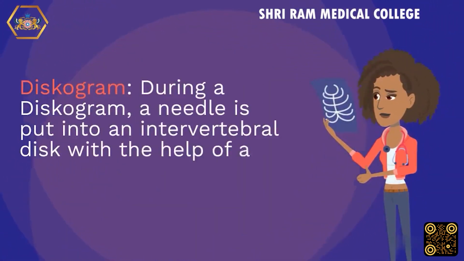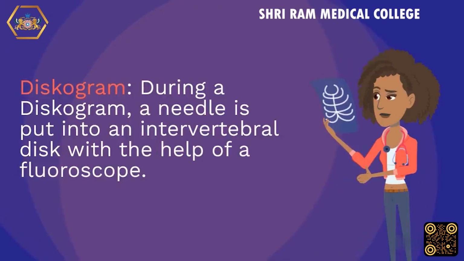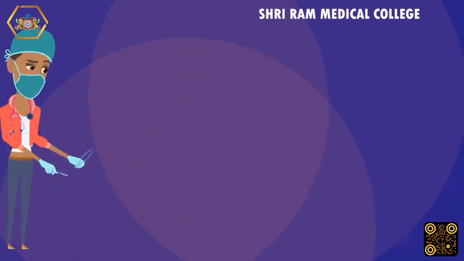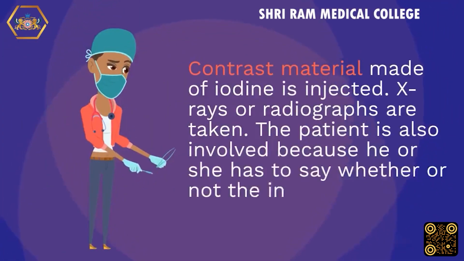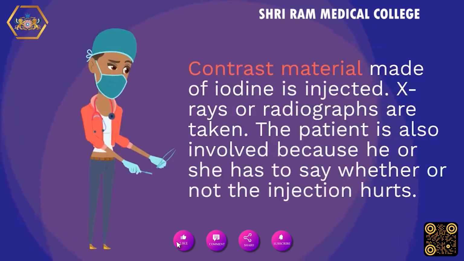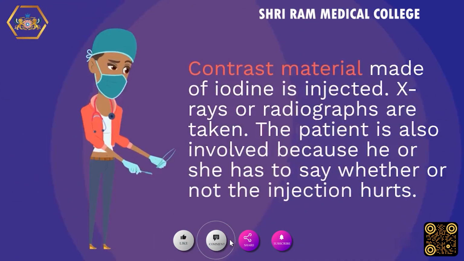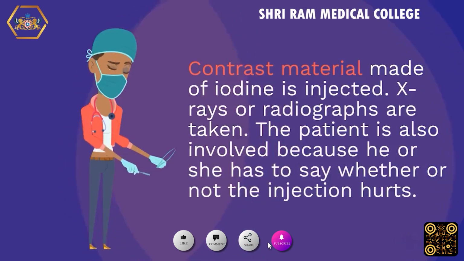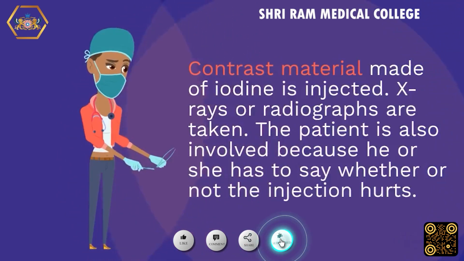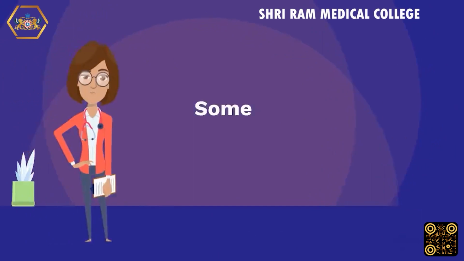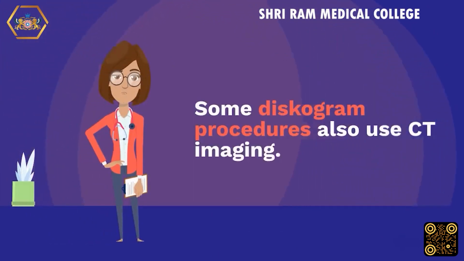Discogram. During a discogram, a needle is put into an intervertebral disc with the help of a fluoroscope. Contrast material made of iodine is injected. X-rays or radiographs are taken. The patient is also involved because he or she has to say whether or not the injection hurts. Some discogram procedures also use CT imaging.